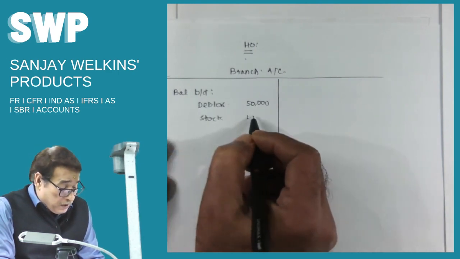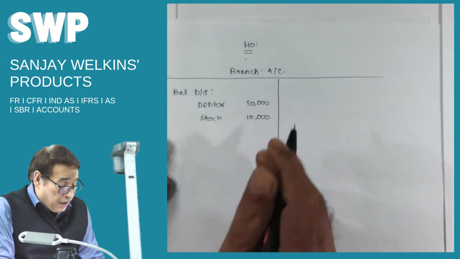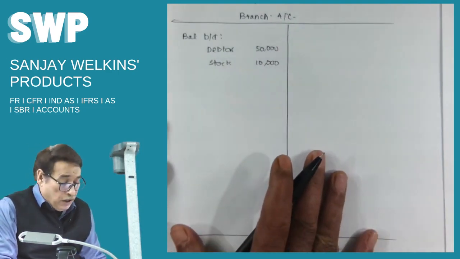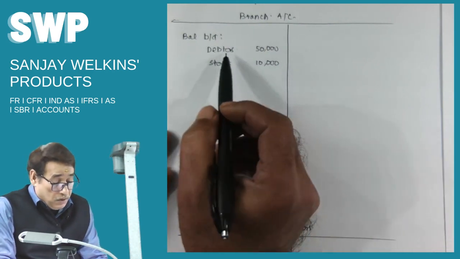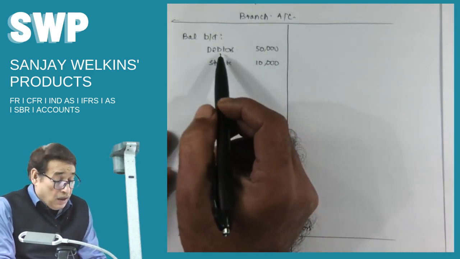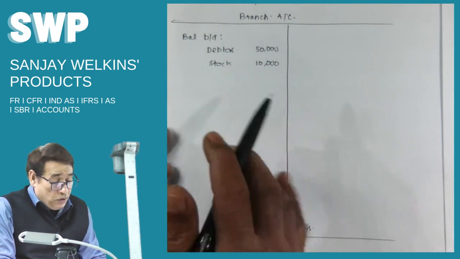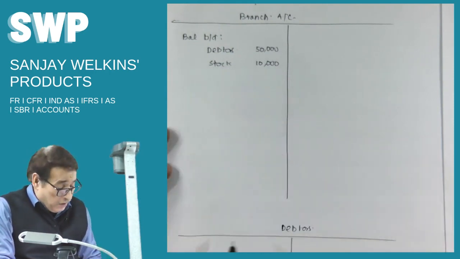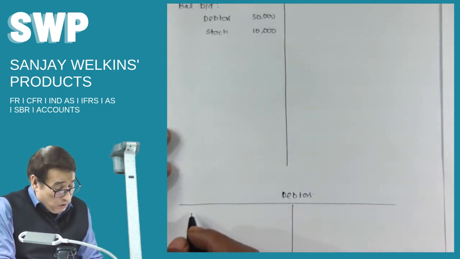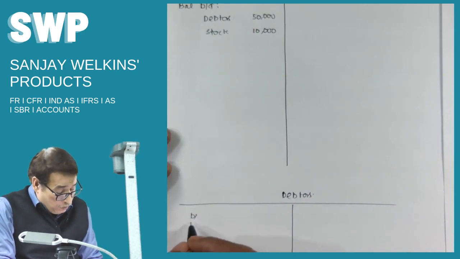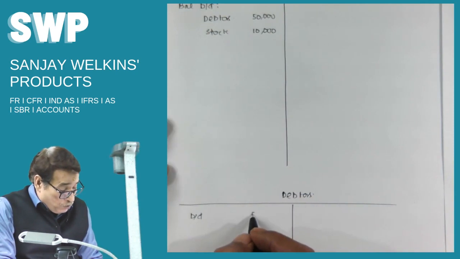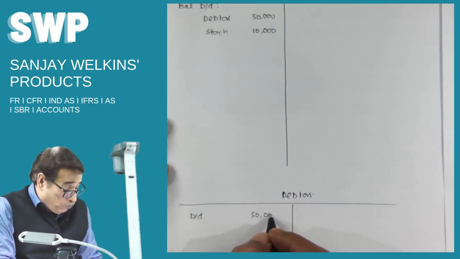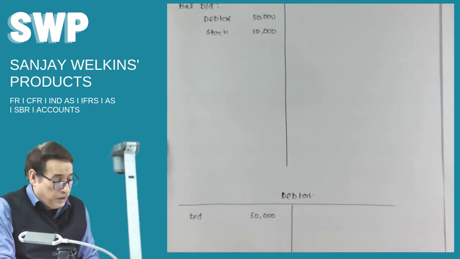Important point, which you will have to keep in your mind while doing the accounting: since debtors are written in the branch account as opening balances, but at the same time you are preparing debtors account also, that is why opening balance of debtors, you must not forget to write over here. So opening balance of debtors will also find place in the debtors account too, correct?